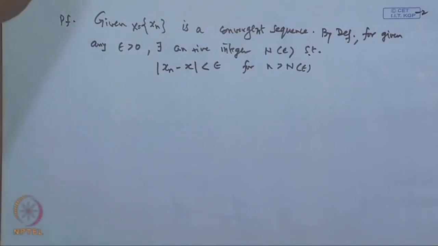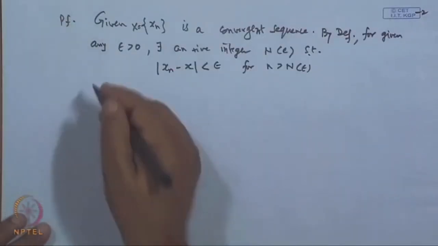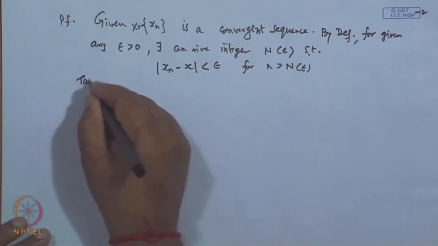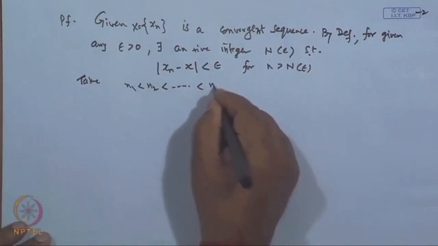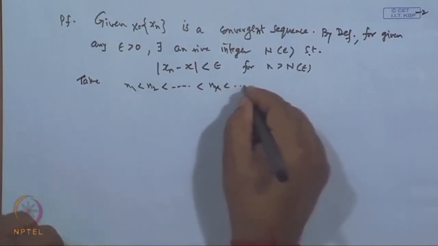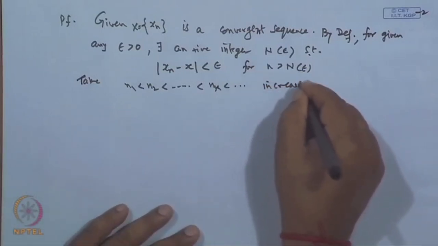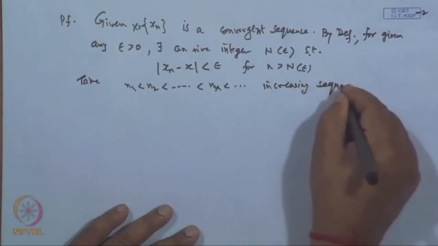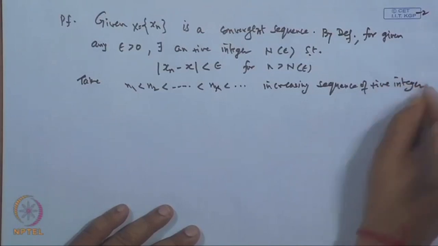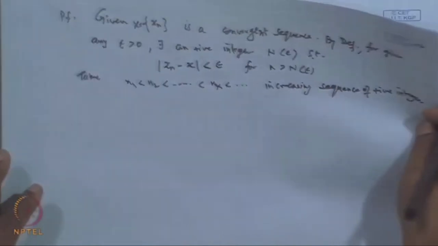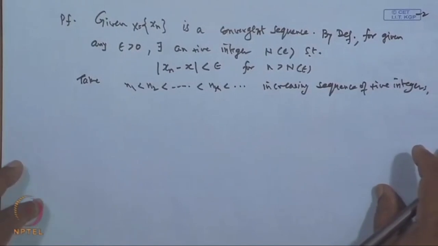Now we want to show that any subsequence must converge. So let us pick the terms. Take n_1 less than n_2 less than n_3 less than ... n_k, and so on. This is an increasing sequence of positive integers, n_1 less than n_2 less than n_3, positive integers.